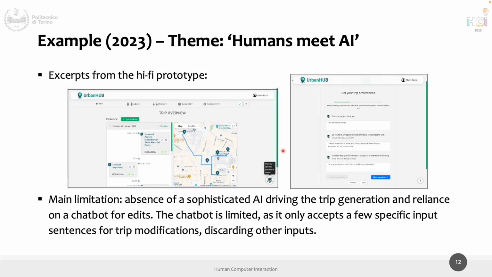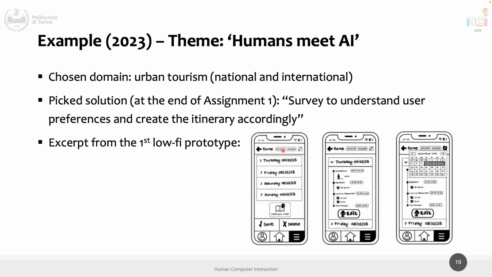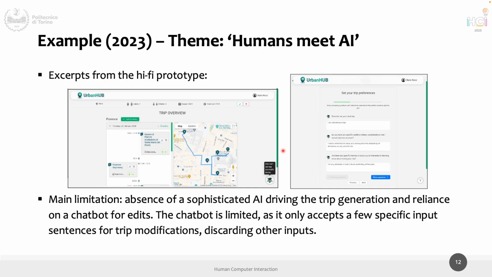Because the goal was to understand user preference and create the itinerary. So the goal of the application was picking preferences in some way and creating the itinerary for a travel in the city. Limitation: this was human meets AI, but the AI was stupid. It was not even probably an AI, it was hard-coded. So it simulates the behavior of the AI, but without being an algorithm of AI.